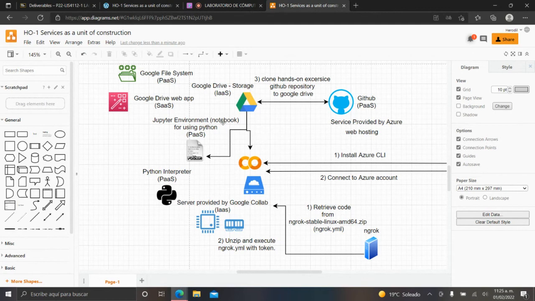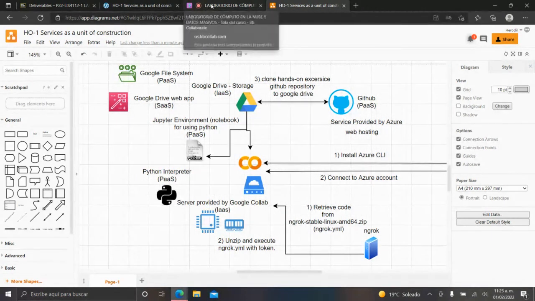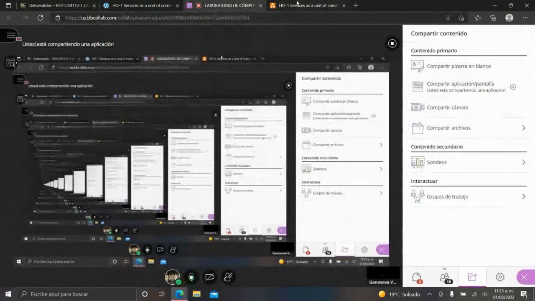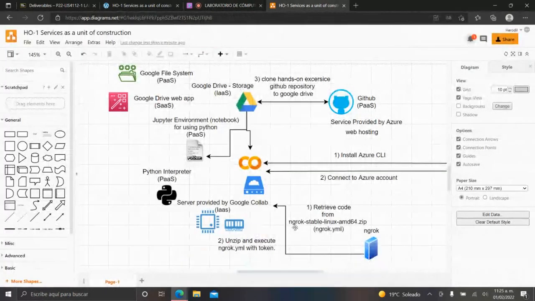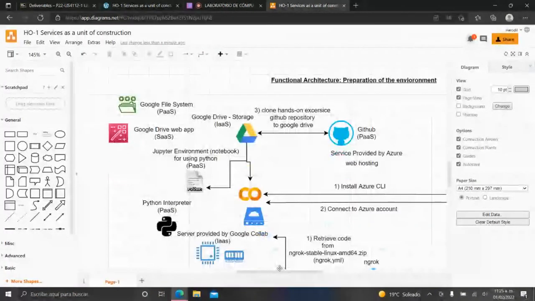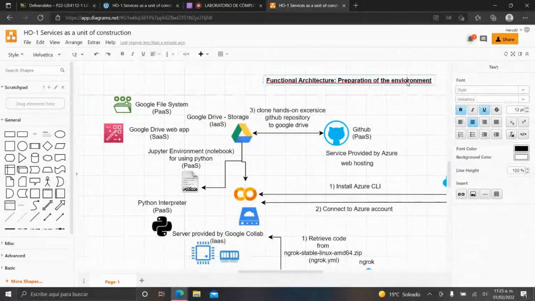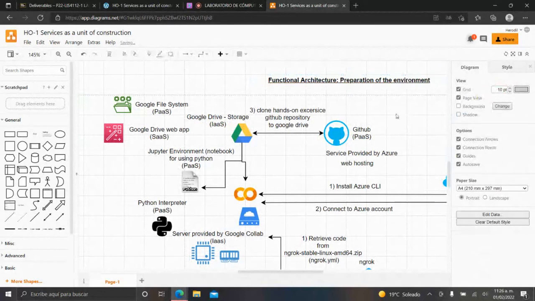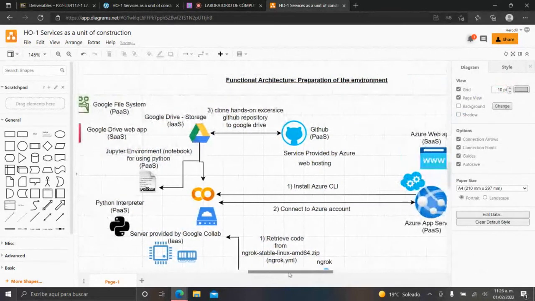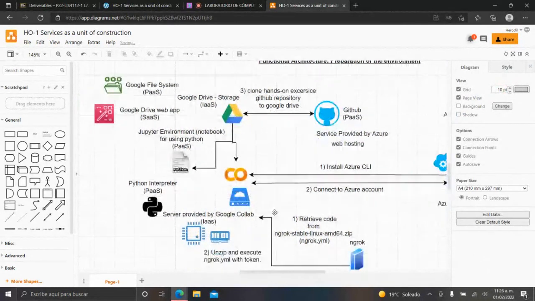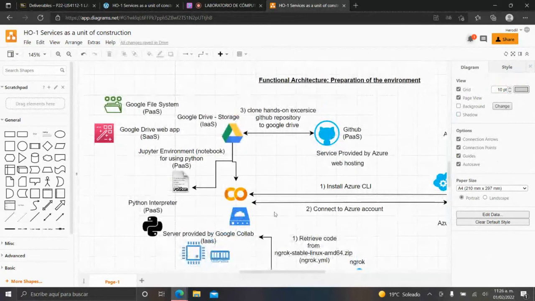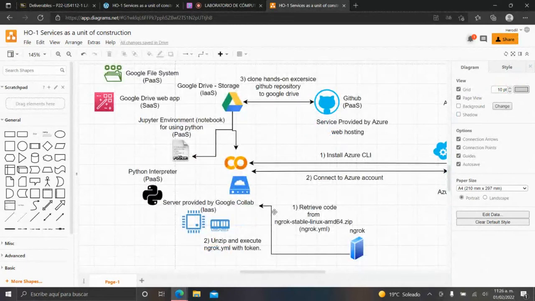Yes, I can repeat the four diagrams. So the functional architecture of the preparation of the environment, the functional architecture of the application running on Google Cloud, the functional architecture of the deployment of the application on Azure, and the functional architecture of the application running on Azure.